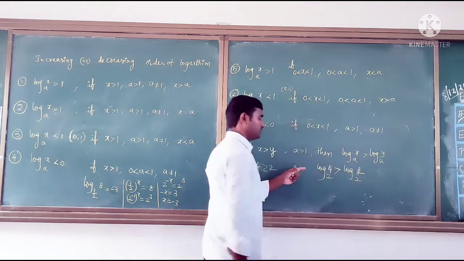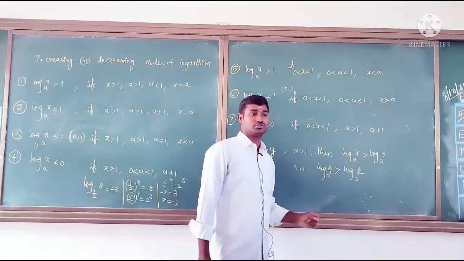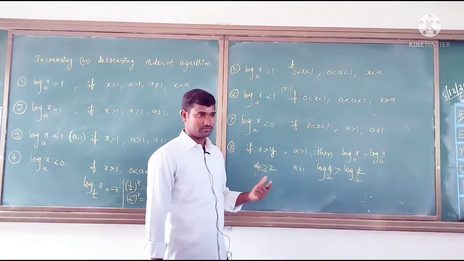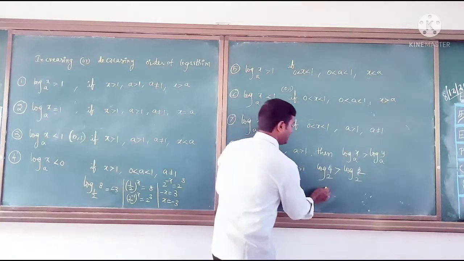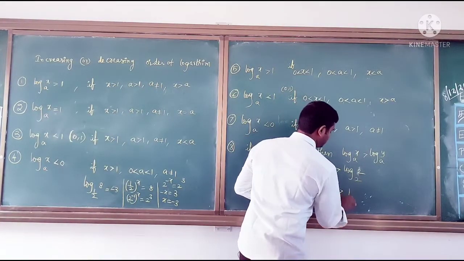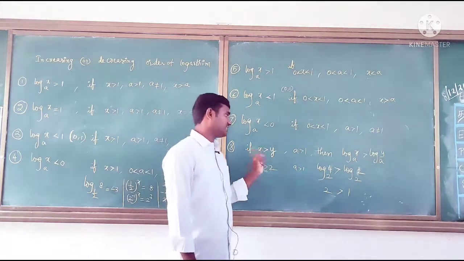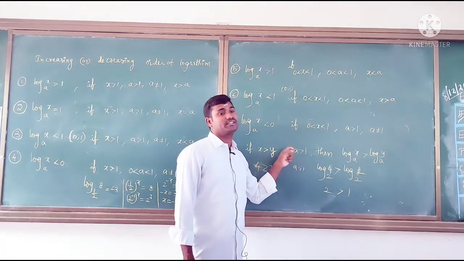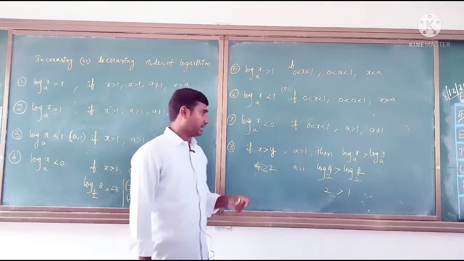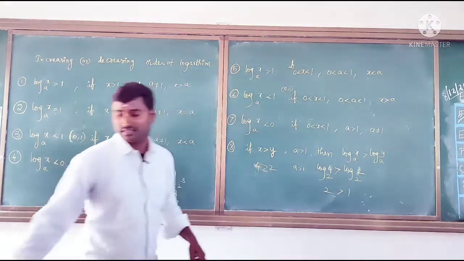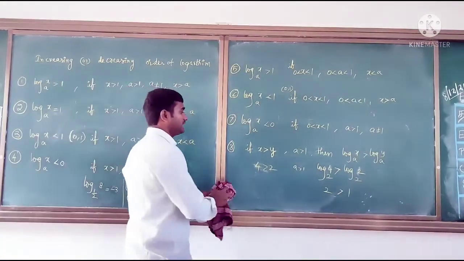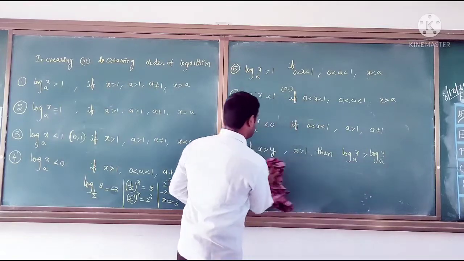So log 4 to the base 2 is greater than log 2 to the base 2. Yes or no? Yes, sir. So log 4 to the base 2 value is 2. Log 2 base 2 value is 1. 2 is greater than 1 only now. Okay, if x is greater than y and a value is greater than 1, then log x to the base a is greater than log y to the base a.